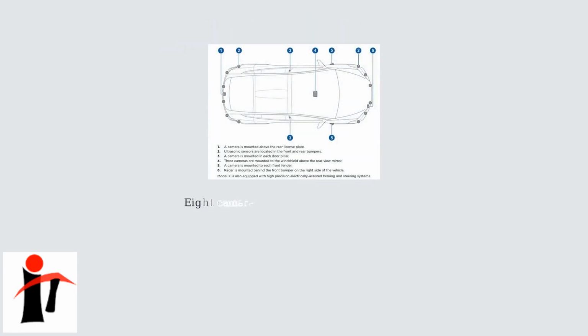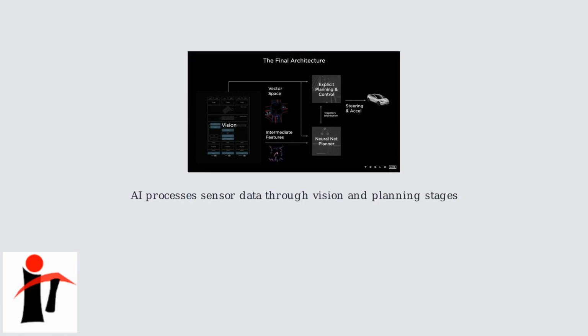Full self-driving relies on a comprehensive suite of technologies to perceive and understand the vehicle's environment in real time. At the core are 8 strategically placed cameras that capture the surroundings from multiple angles, providing comprehensive 360-degree vision. Radar sensors detect the speed and distance of objects, while ultrasonic sensors handle close-range detection for parking and obstacles. All this sensor data feeds into sophisticated AI algorithms that process the information in real time to make driving decisions.